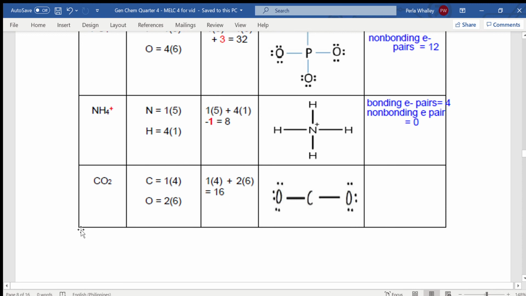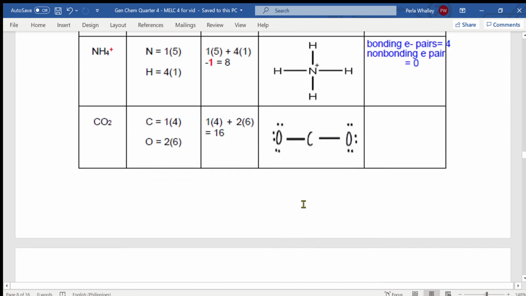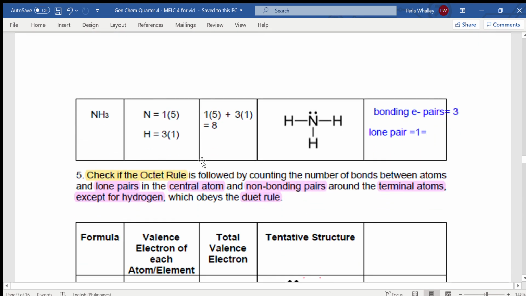For carbon dioxide, we have here, carbon does not follow because this is only 2 and 4. We will have a rule for that later. Okay, we will discuss that later.